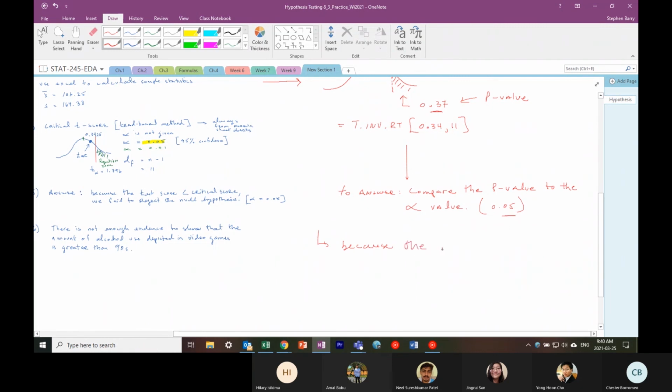Because the p-value that you calculate, in other words, this is what is calculated from your sample, is bigger or greater than the alpha, we fail to reject the null hypothesis. So it's the same conclusion.